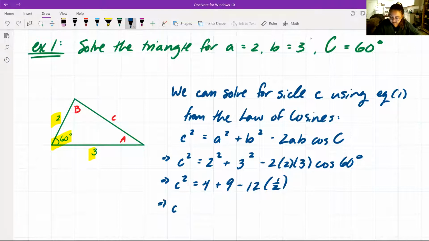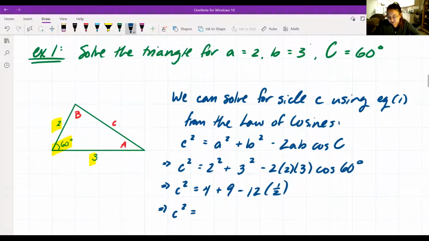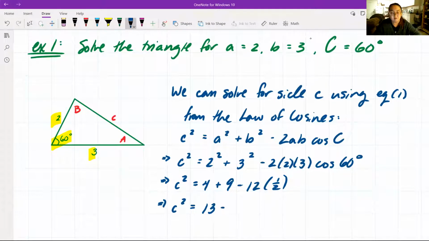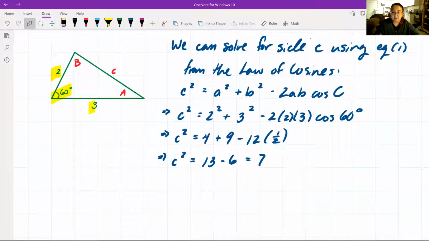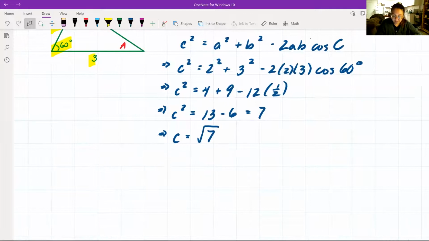So simplifying further, we get c squared is equal to 4 plus 9 minus 12 times 1/2. 4 plus 9 is going to end up giving us 13 minus 12 times 1/2, which is 6. So this gives us that c squared is equal to 7, which means that c is equal to the square root of 7. So all right, we found our last side length c. So now we want to find our angles A and B. We'll highlight this here in blue. It is one of our answers, but it's not technically our final written answer.